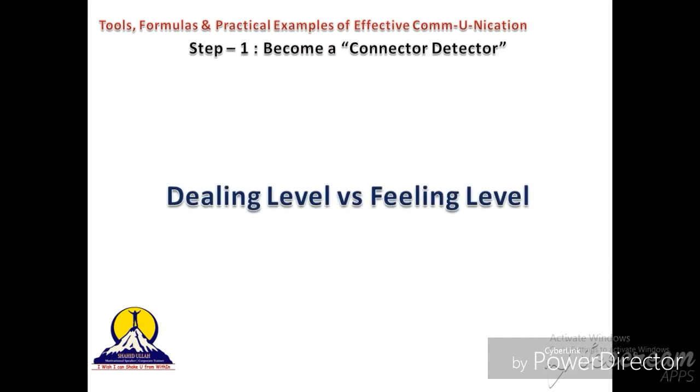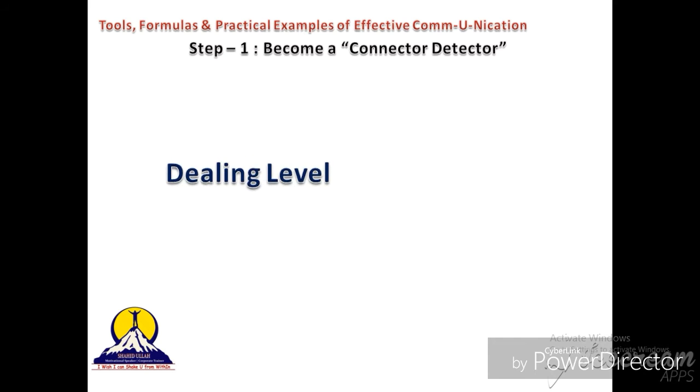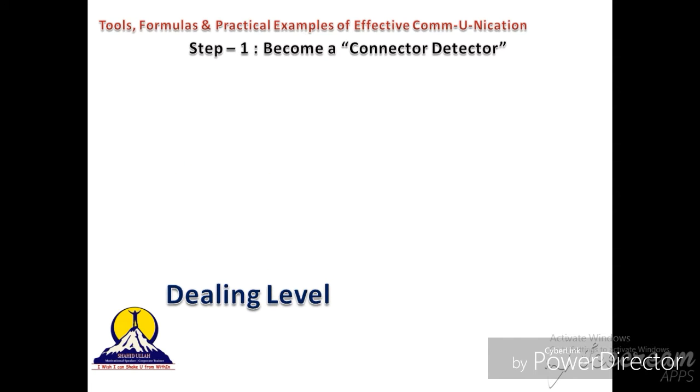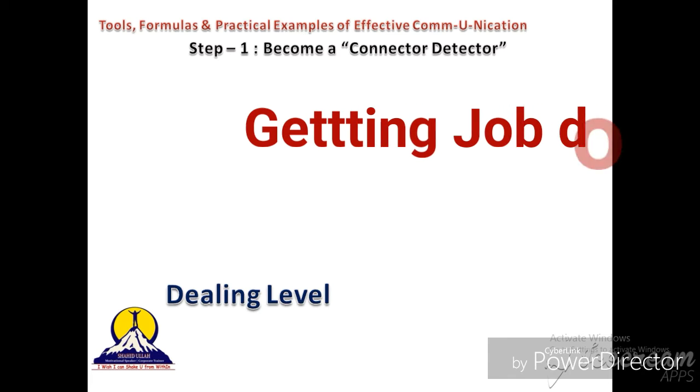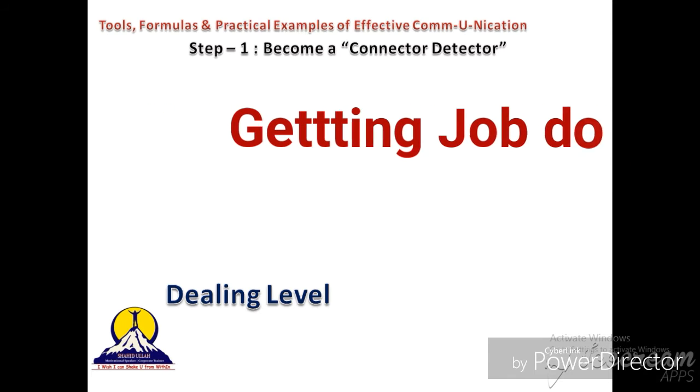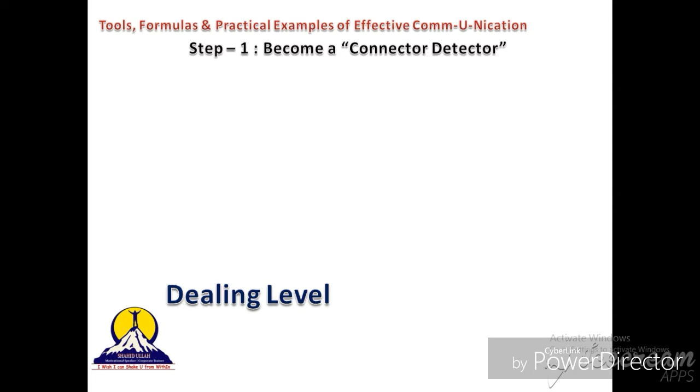To become a connector detector, you have to understand the dealing level versus the feeling level. Dealing is only a result, or getting the job done, while at the dealing level, you are not actually connecting with people. At the feeling level, you first connect. Your priority is to first connect with people, first understand them, and then get things done. So instead of raising the dealing level, raise the feeling level.